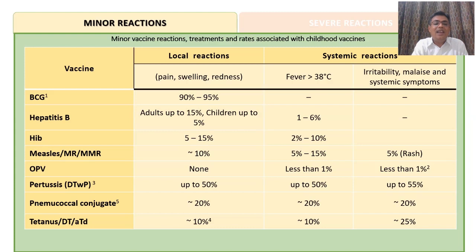Now let us take the example of the BCG. Almost all BCG recipients have the local reaction in terms of pain, swelling, and redness, but no systemic reaction is documented for the BCG vaccine. In contrast, in case of pertussis, almost 50% of the beneficiaries or recipients have the local reaction along with the systemic reaction in terms of fever as well as irritability, malaise, and systemic symptoms.